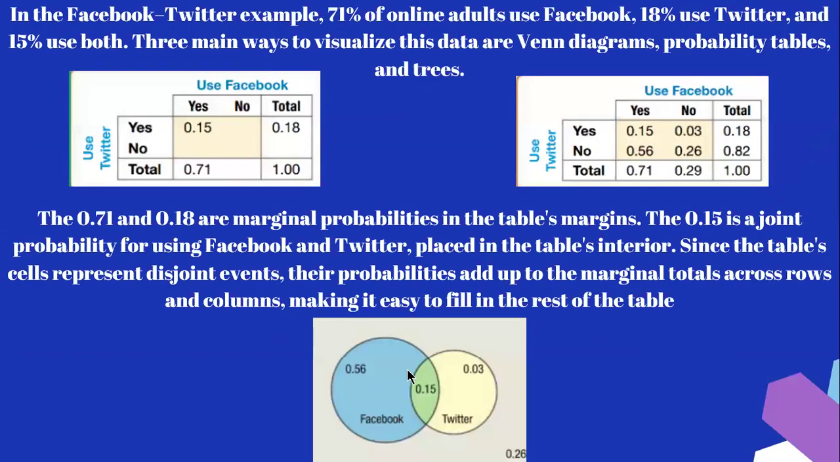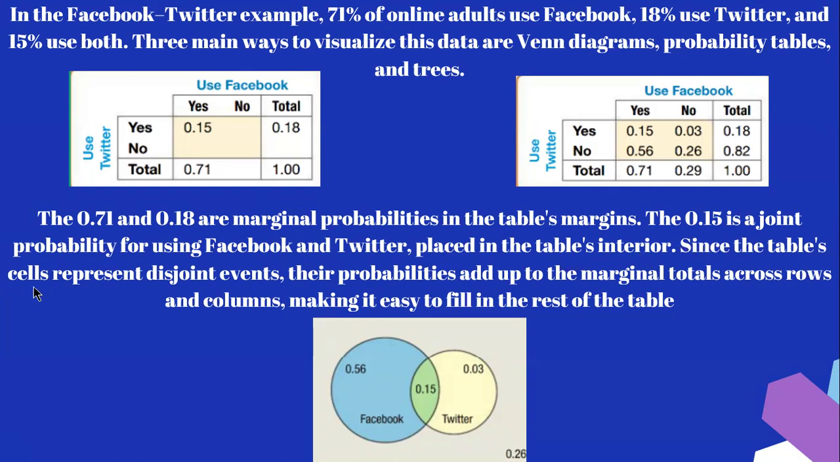In the Facebook, Twitter example, 71% of online adults use Facebook, 18% use Twitter, and 15% use both. The main ways to visualize these data are Venn diagrams, probability tables, and trees. The 0.71 and 0.18 are marginal probabilities in the table's margins. The 0.15 is a joint probability for using Facebook and Twitter, placed in the table's interior.